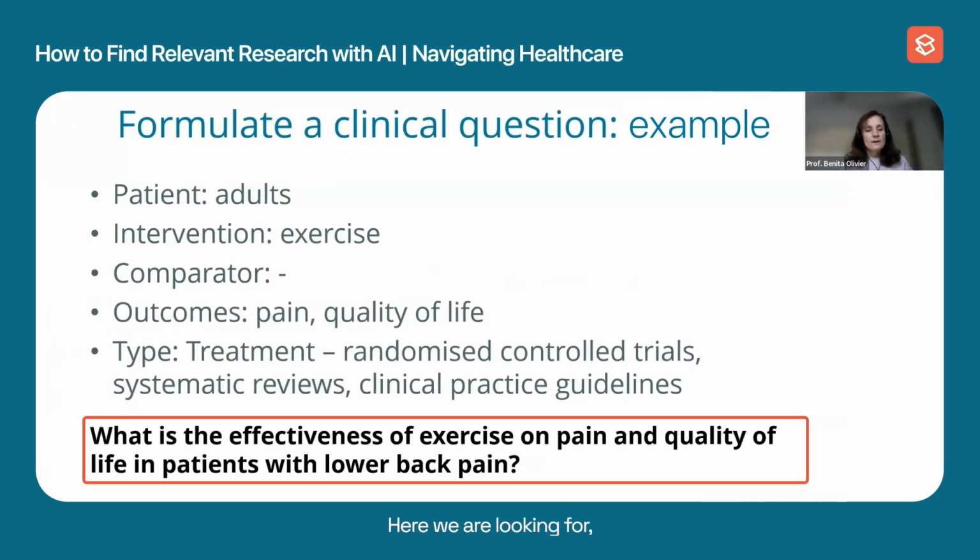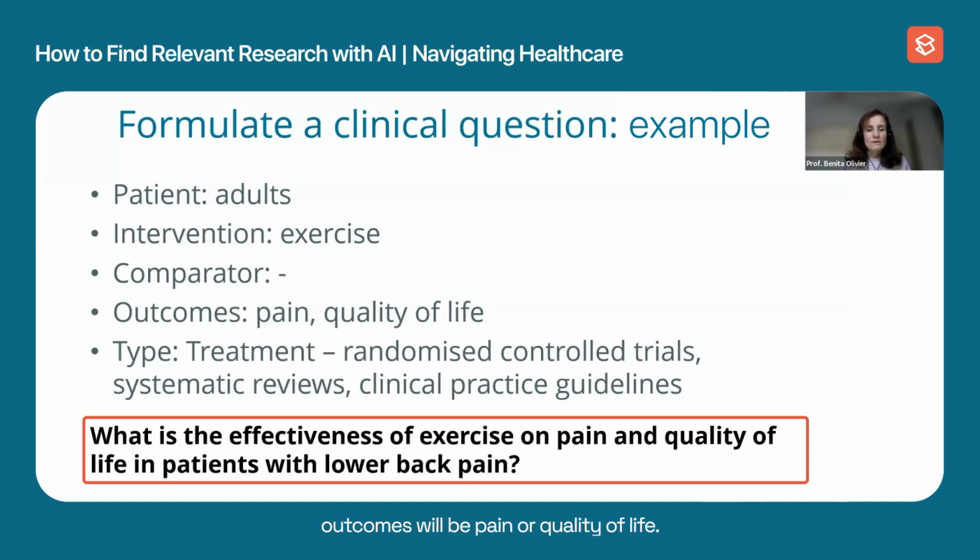So here's an example. We are looking for patient population adults, exercise. I've left the comparator open because I'm not 100% sure what's out there, and I want to see what the research gives me. If you have a specific comparator, you can add that in.